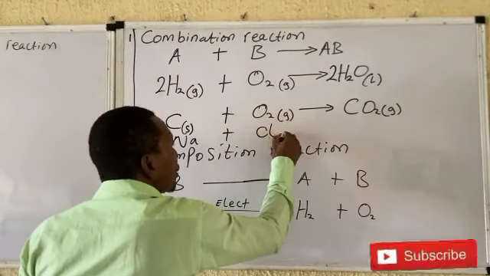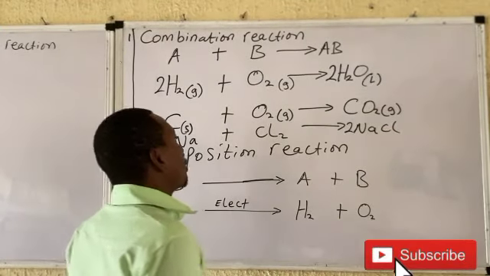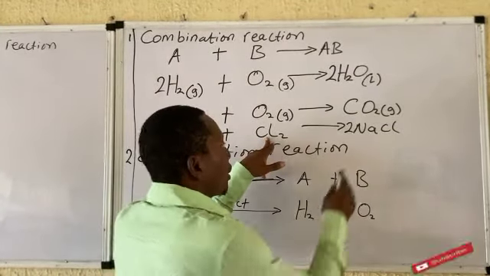You have to count the number of atoms. The number of atoms on the left-hand side must be equal to the number of atoms on the right-hand side. Now, the number of atoms of chlorine is 2 here. This 2 is multiplying everything, so it means that we have 2 atoms of chlorine. Here we have 2 sodium, and you have 2 sodium here. So that means the equation is balanced.